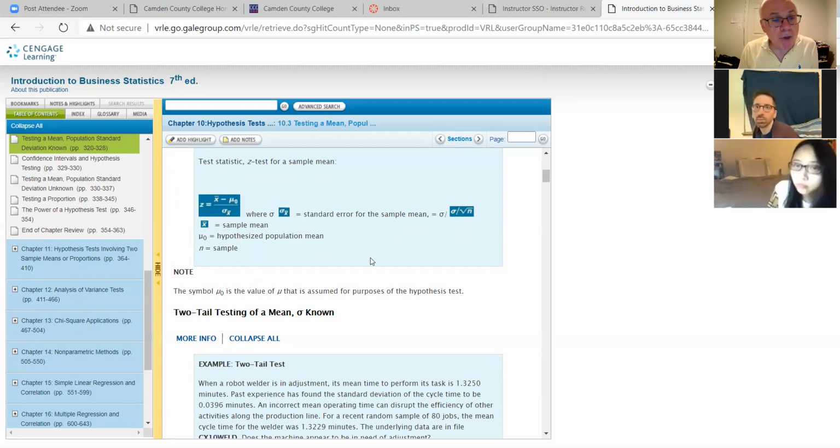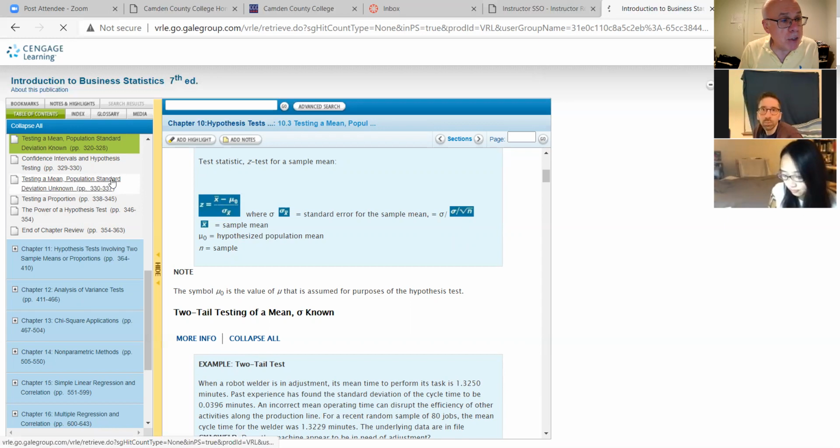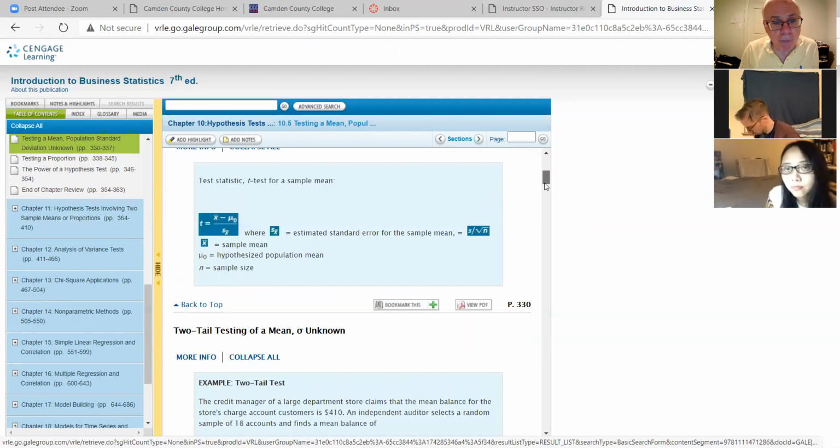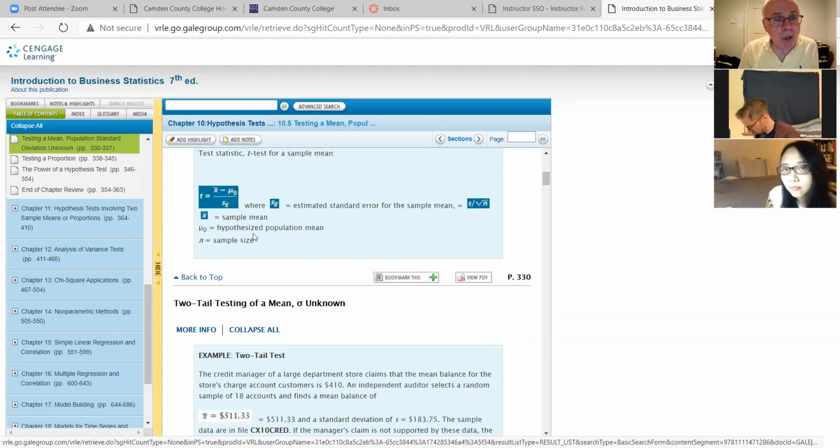Now, what if you don't know sigma? All right, what if you don't know sigma? Let's go to this section here. So the population standard deviation is unknown. Then we replace sigma with the sample standard deviation. The standard error now is going to be using the sample standard deviation from the one sample that you have, divided by the square root of n. That is your standard error now.